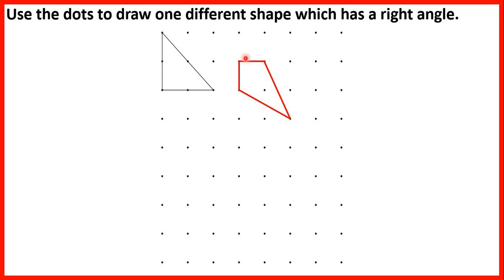So I've drawn a kite and it has its right angle here because this is the same size as the corner of a piece of paper or the corner of a screen.